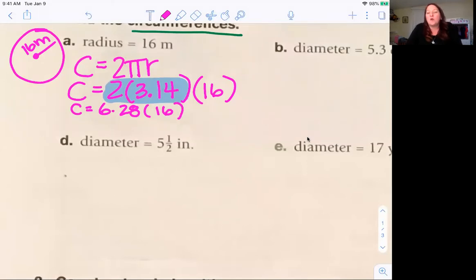Now, you're probably going to need to have a scratch paper. Okay, or you can work it out on the side. You have 6.28 times 16. Go ahead and work it out. Let's see what we get. 6 times 8 is 48. And if you want, you can pause and then you can check to see if I get the same answer as you, or you get the same answer as me.